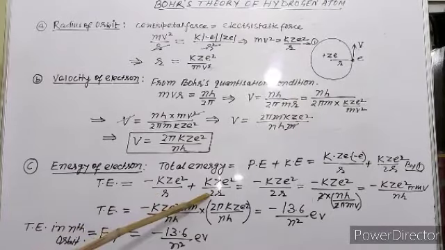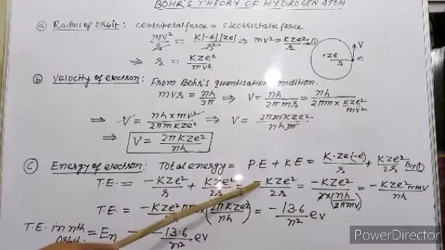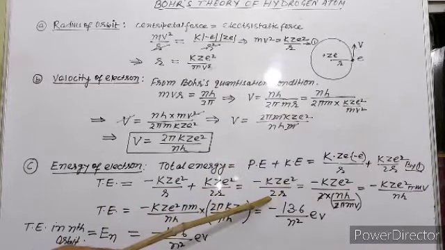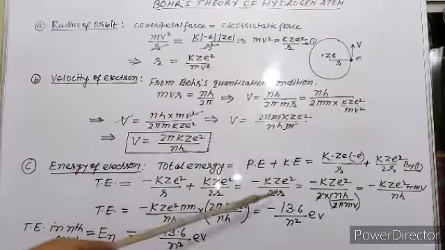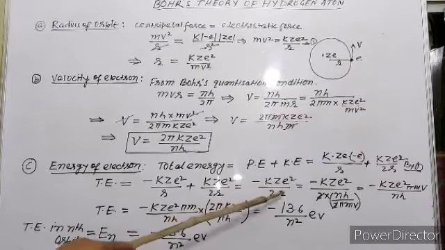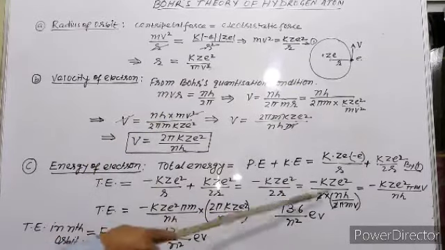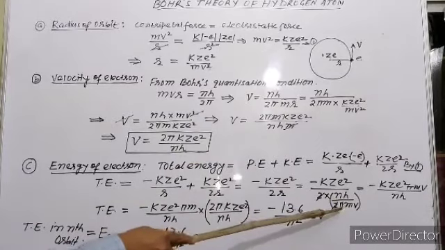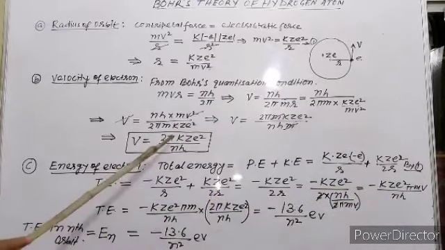So after calculating, minus k Ze square by r plus k Ze square by 2r, that is equal to minus k Ze square by 2r. In place of r, we put the value of r, so minus k Ze square and 2 into r. In place of r, we can put here nh by 2 pi mv. 2 will be cancelled. So in place of v, we can put here 2 pi k Ze square by nh.